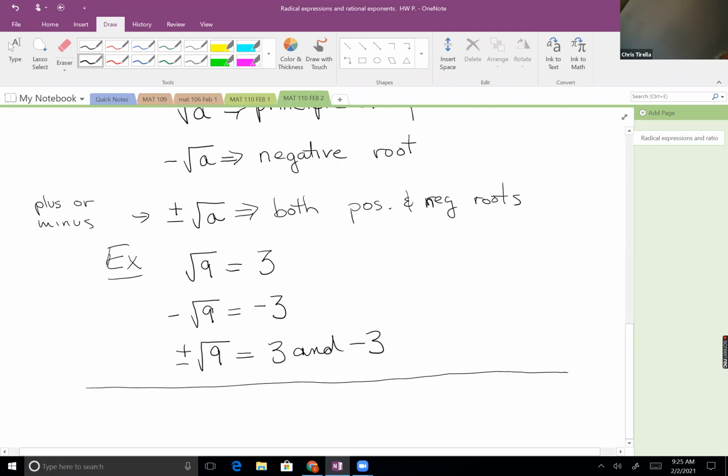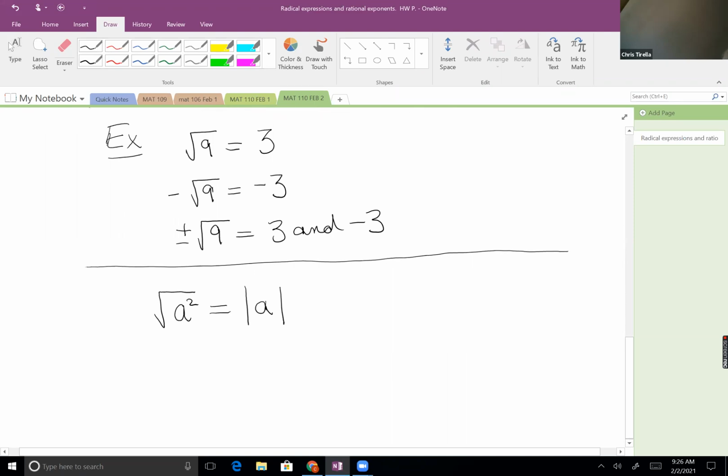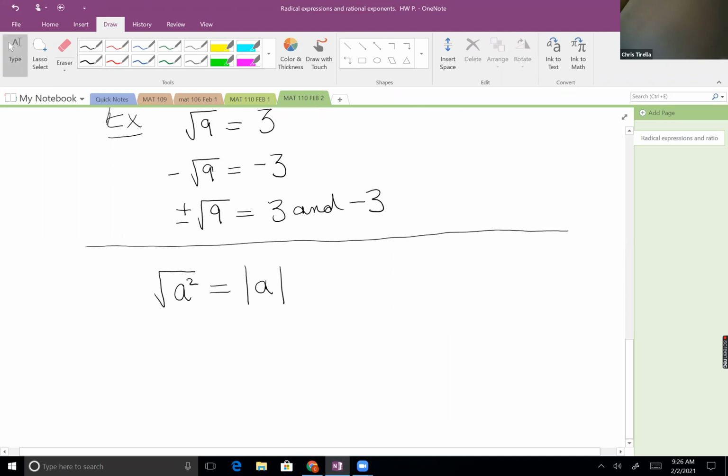An interesting result that comes from all of this: if the radical without anything in front of it means just the positive root, we're going to be able to say that the square root of a squared is another way of defining the absolute value of a. And you might look at that and say, what? So let's look at an example.